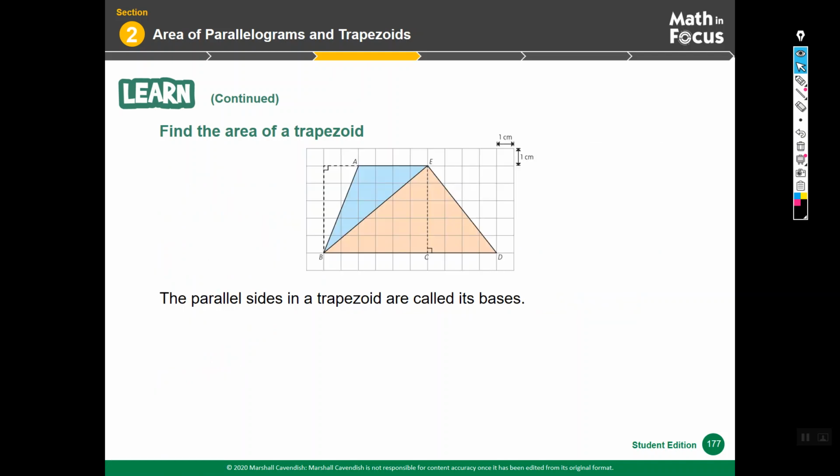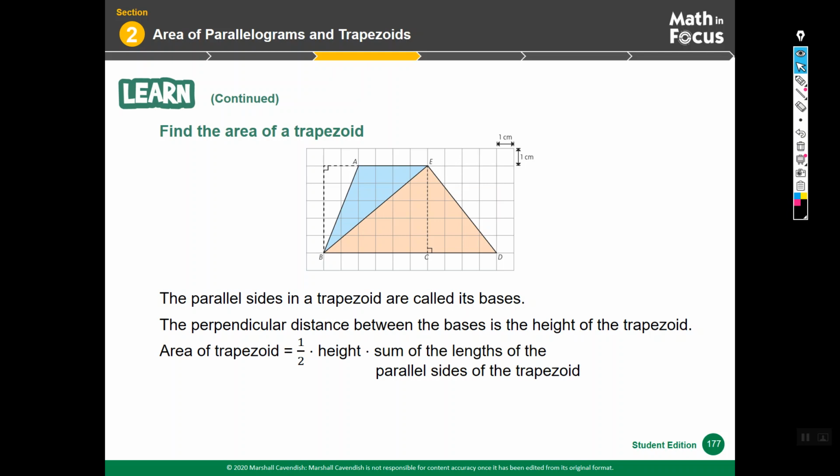All right, so the parallel sides of a trapezoid are called its bases. We have base 1 and base 2. That's how they're referred to when you're writing your formula. And the perpendicular distance between the bases is the height of the trapezoid. The area of a trapezoid is 1/2 multiplied by the height multiplied by the sum of its parallel sides, or its bases, base 1 and base 2. Okay, that's what it says right there, sum of its bases.